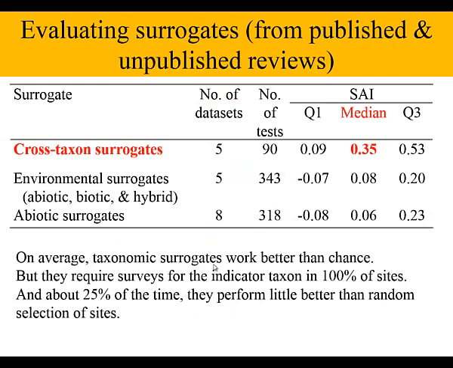And so some tests have been done. There have been 5 studies, including 90 total tests on cross-taxon surrogates. The median performance was 0.35, so that's not bad. The discouraging part is that the first quartile, 0.09, means that in about 25% of the cases, I'm going to be 9% efficient or worse. So there's a pretty high risk of a terrible result. But on average, I'd expect about 35% efficiency. So that's not bad. But of course, it does cost something. Surveying 100% of your sites for anything costs some money.